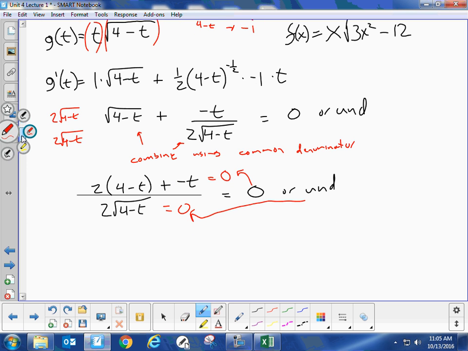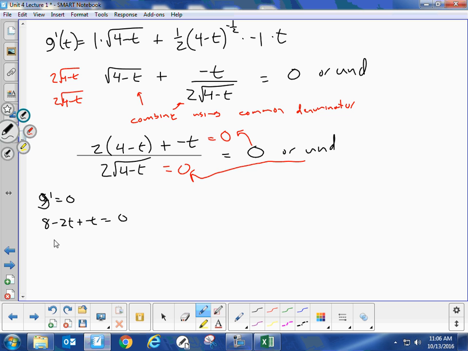Okay, so I have first f prime equals 0. That's the top. Again, this is g prime. So g prime equals 0. That's the top. I have 8 minus 2t minus t equals 0. I will solve that. Subtract 8, divided by negative 3.